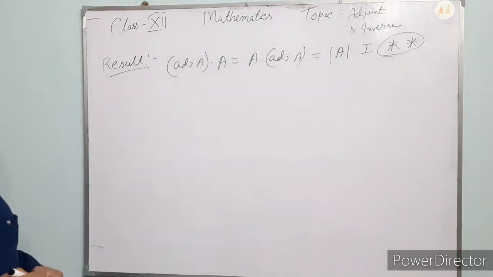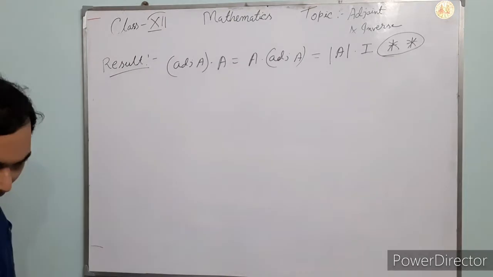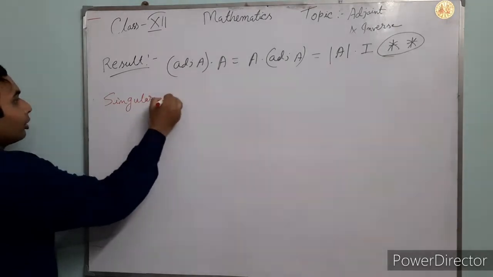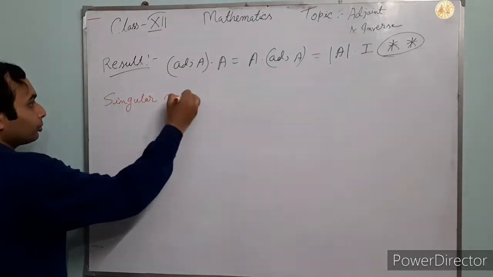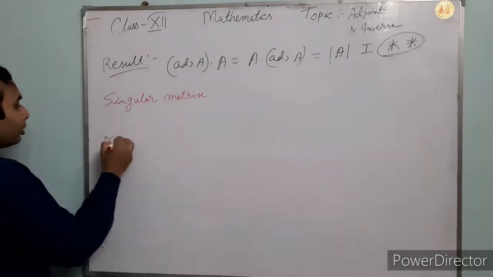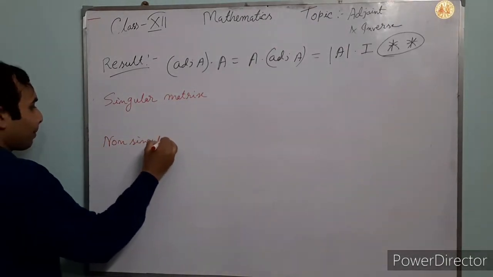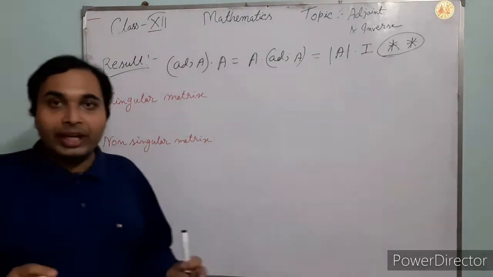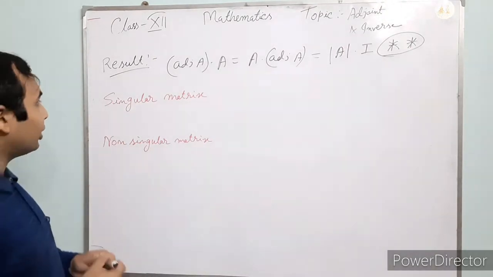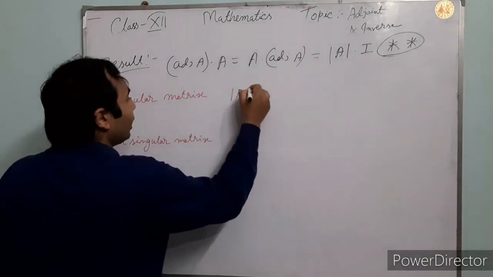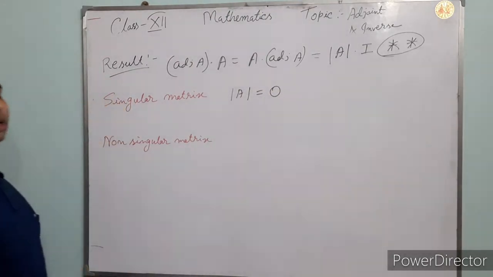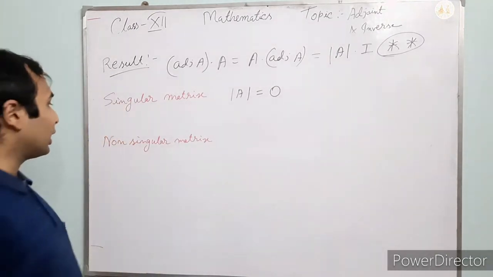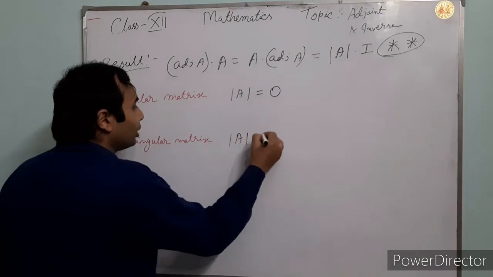So the next part, some definitions we will see. I have discussed it previously, that is the singular matrix and non-singular matrix. What is a singular matrix? Very easy definition. Singular matrix means mod A or determinant A will come 0. A square matrix whose determinant value is 0 is called a singular matrix. And obviously non-singular means determinant A is not equal to 0.